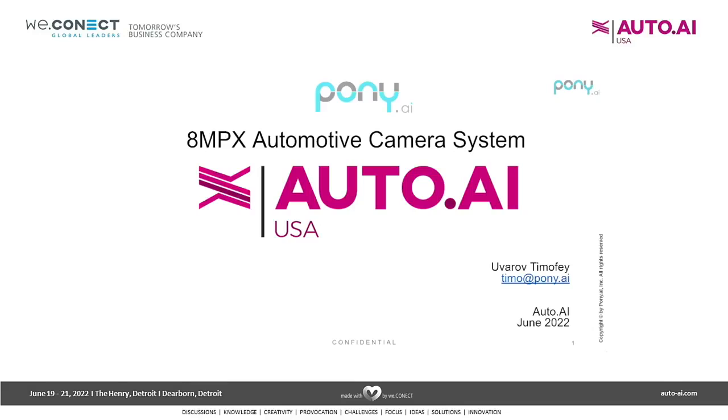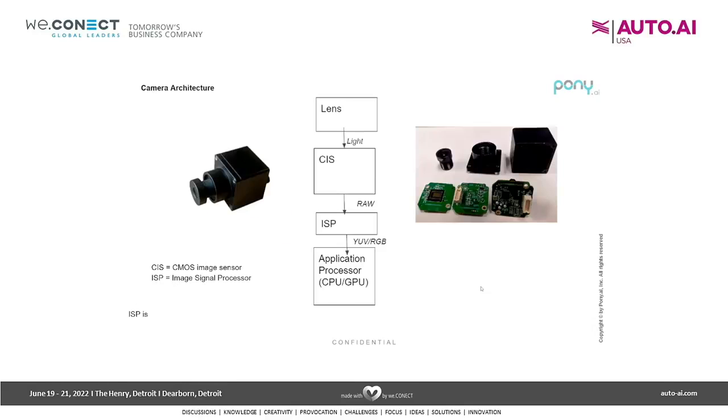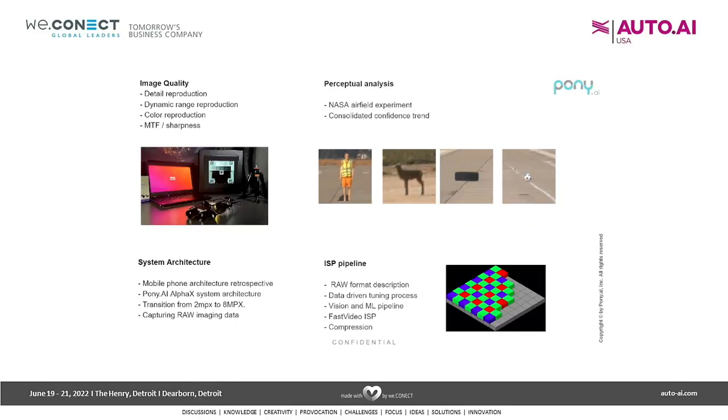We will cover 4 topics today. First will be image quality and the metrics that we use. Second will be some perceptual metrics and analysis of translating the image quality metrics from photography into the perception of autonomous cars. And then I will tell about system architecture, how cameras are connected and information is combined, compare it with some mobile phone architecture, and also tell a little bit about our research on ISP.